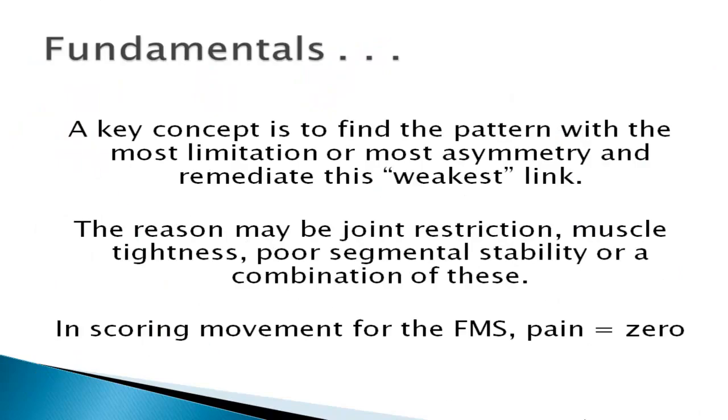A key concept is to find the pattern with the most limitation or most asymmetry and remediate this weakest link. The reason may be joint restriction, muscle tightness, poor segmental stability, or a combination of these. In scoring movement for the FMS, pain equals 0 and means that that movement test has failed, requiring further evaluation as to the cause of pain.